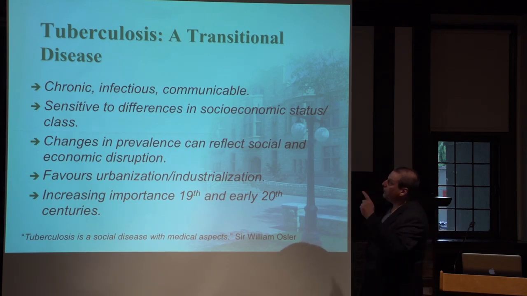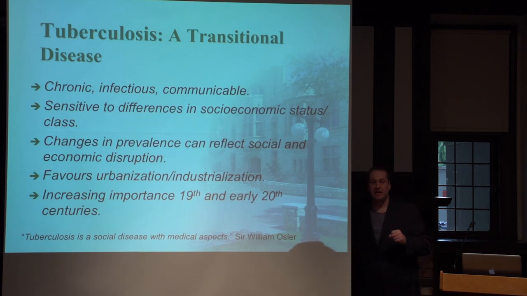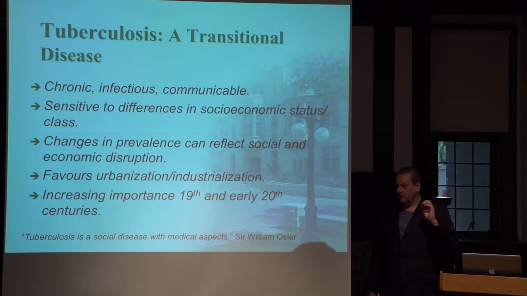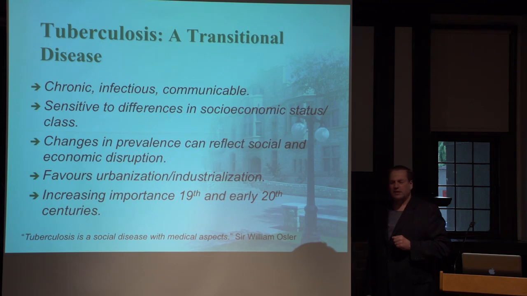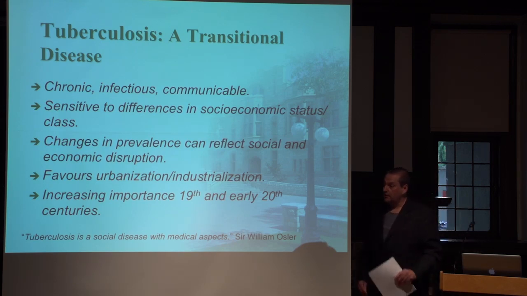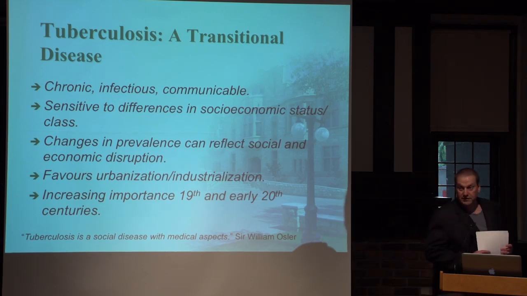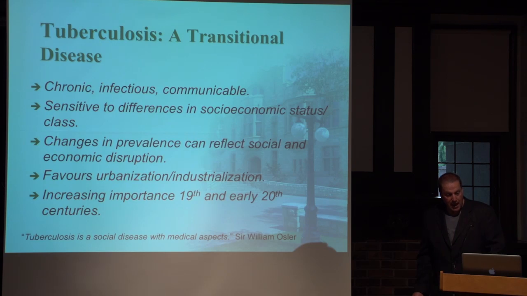It's sensitive to differences in socioeconomic status and class. So it's an indicator that something is going wrong in the population. Now, as an aside, we're currently having problems, and I think we talked about this, in Manitoba and Saskatchewan with northern communities where there's a resurgence of tuberculosis. Also in Winnipeg, among indigenous populations and immigrant populations as well, it suggests something is going on that is wrong and needs to be looked at, if you have the will to look at it. So the sensitivity to differences in socioeconomic status, and changes in prevalence, may reflect social and economic disruption, as I'd argue, that occurred in the 19th century, and it favors urbanization.